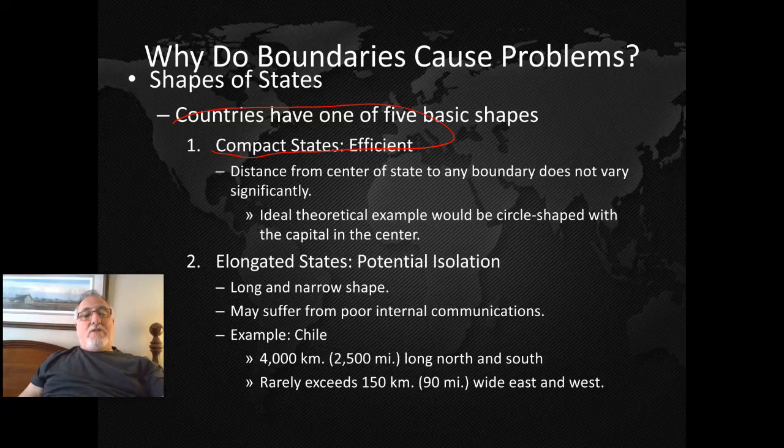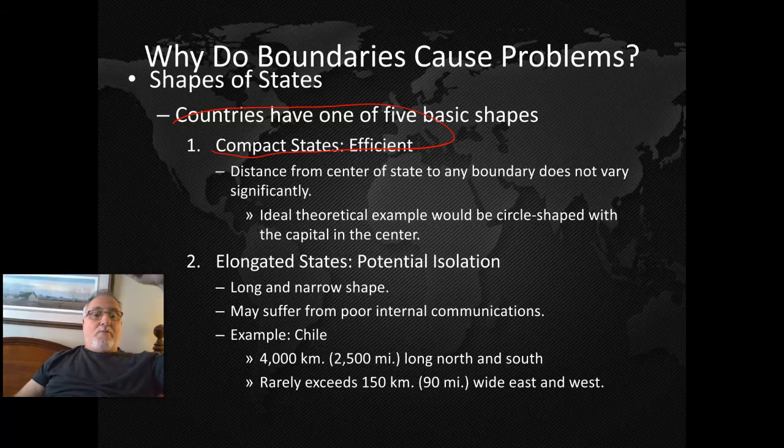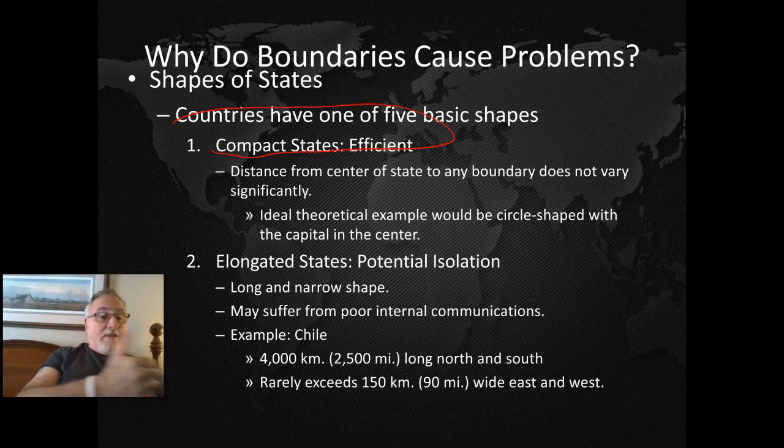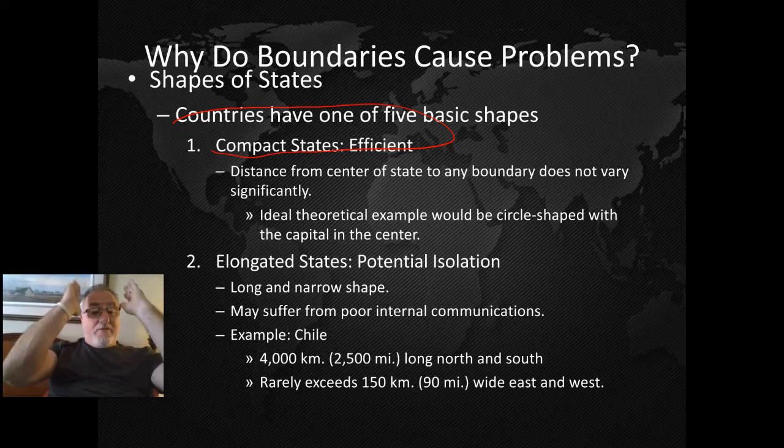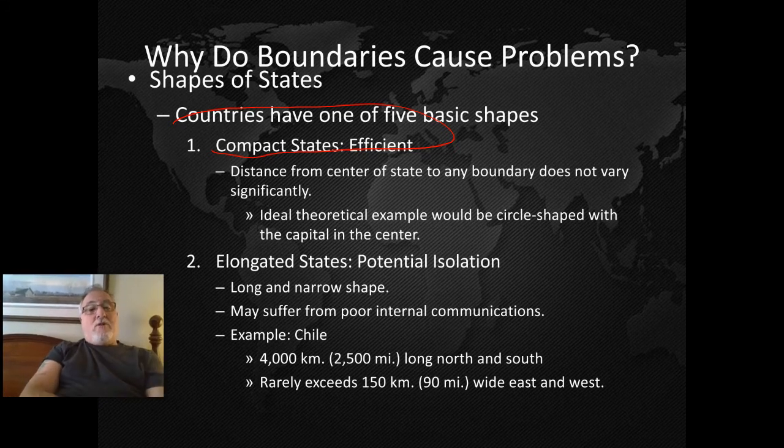Elongated states. The potential problem here is isolation. Well, the northern part versus the southern part, or the eastern part versus the western part, if that's how you're elongated. Long and narrow: Chile. It's 2,500 miles long from north to south, and it's 90 miles wide almost the entire way. That's pretty cool. England goes back up to the idea of a compact state. I know England is long-ish. I'm talking about the country of England proper. But again, you're no more than 90 minutes from the water.